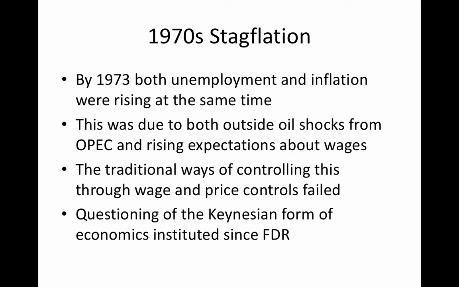There are a lot of reasons for this, but the two biggest ones are oil shocks from a collective called OPEC, or the Organization of Petroleum Exporting Countries, who stopped exporting as much oil, and that raised prices. Also, there were rising expectations from workers about wages. So what ended up happening was we started seeing inflation and unemployment going up at the very same time, and the traditional ways of trying to control for this, like wage and price controls, just failed.